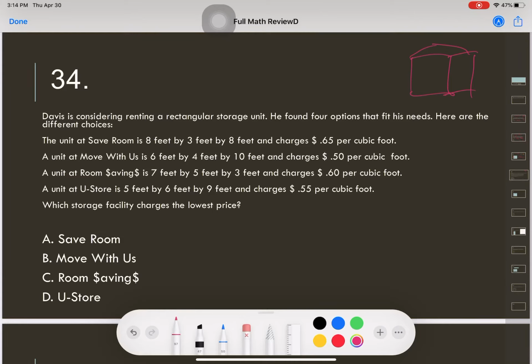Because they are rectangular, it's going to be length times width times height, or area of the base times the height. Either way, it's the same thing. So this first one is 8 times 3 times 8, which gives us a cubic footage of 192, times 0.65, which is going to be 124.80 for this first one.